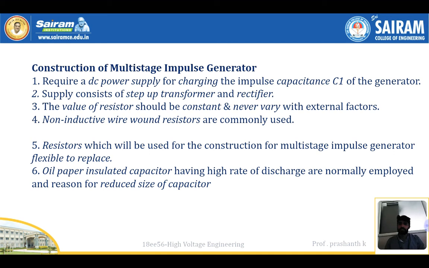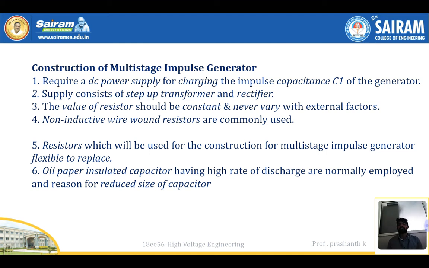The construction of a multi-stage impulse generator requires a DC power supply for charging the impulse capacitance C1 of the generator. The supply consists of a step-up transformer and rectifier, because the voltage will be multiplied. The value of resistance should be constant and never vary with an external factor. Non-inductive wire-wound resistors are commonly used, and they are flexible to replace. The resistor is for limiting the current.